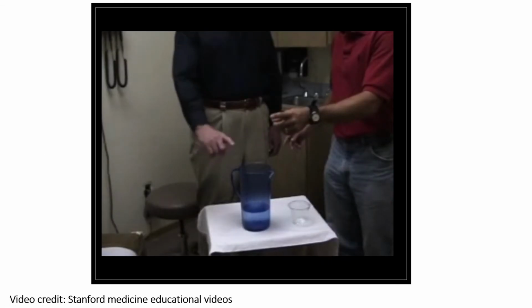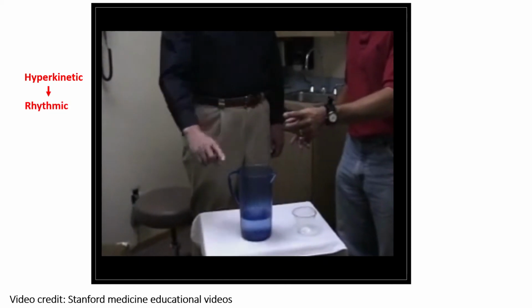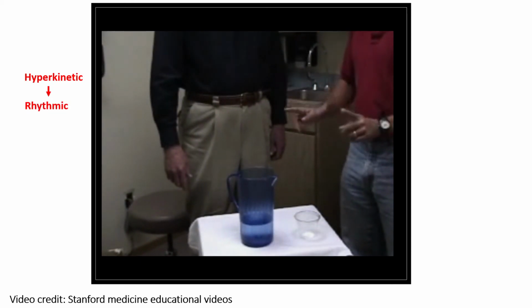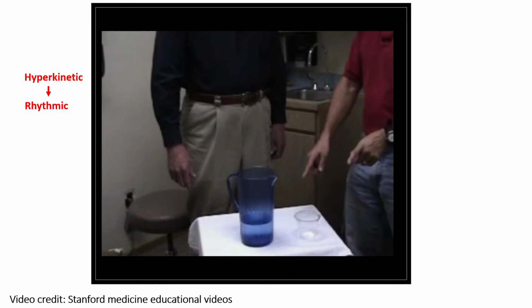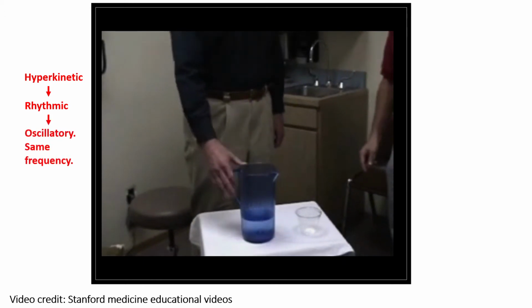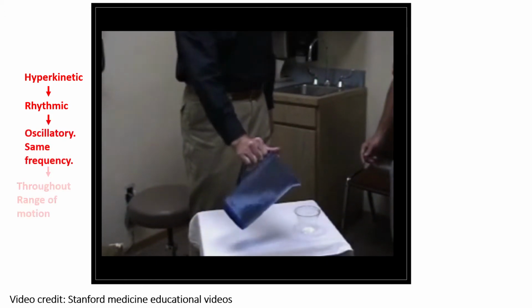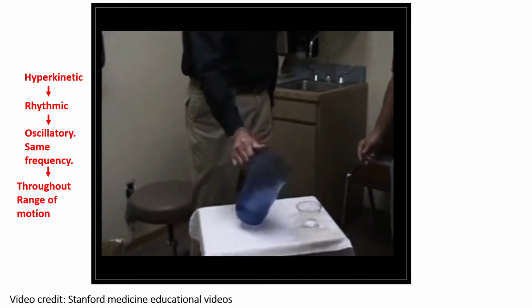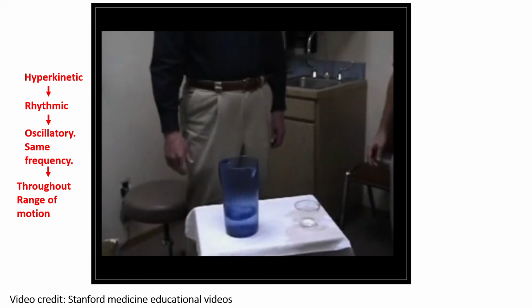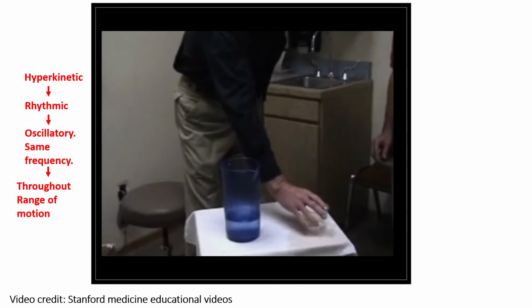Right. Okay. So again, this is hyperkinetic. It is occurring throughout the range of the activity. It is oscillatory, same frequency, and throughout the range of the motion. So we can safely say this is a simple kinetic tremor, classically seen in essential tremor.